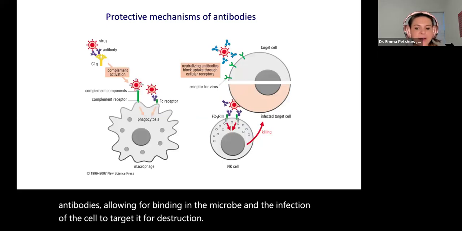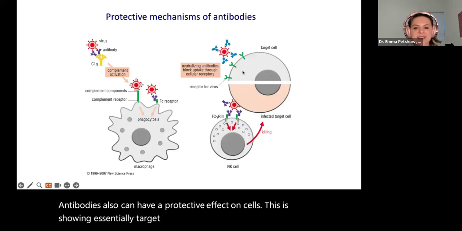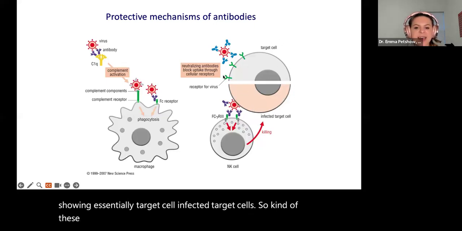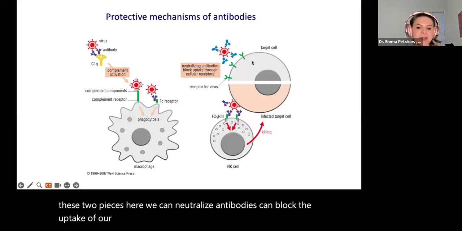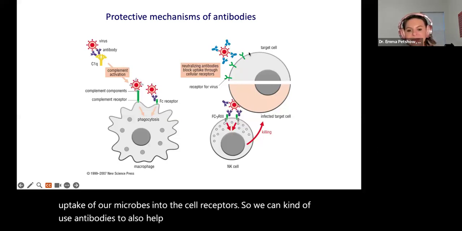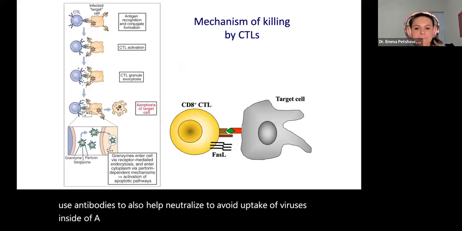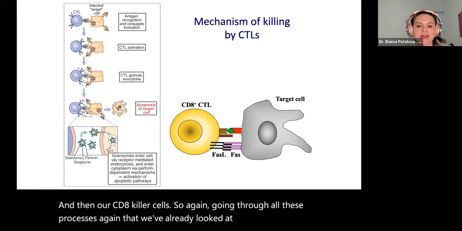Antibodies also can have a protective effect on cells. This is showing a target cell and an infected target cell. So these are two pieces here. Antibodies can block the uptake of our microbes into the cell receptors. So we can use antibodies to help neutralize and avoid uptake of viruses inside of a cell. And then our CD8 killer cells. So again, we're going through all these processes that we've already looked at, just specifically looking at viruses.